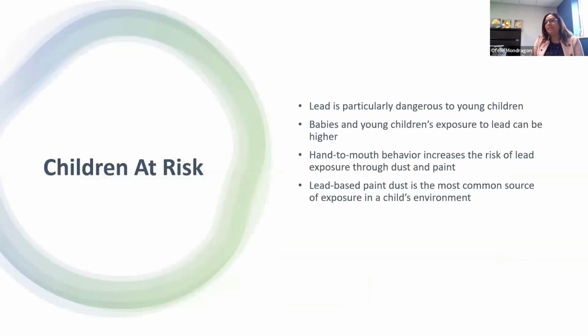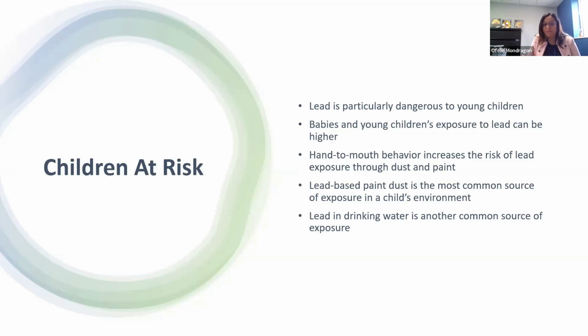Lead is particularly dangerous to young children under the age of 6 because their growing bodies absorb more lead than adults, and their developing brains and nervous systems are more sensitive to lead's damaging effects. The hand-to-mouth behavior in young children increases the risk of lead exposure through dust and paint, and this behavior is especially prevalent between ages 9 to 20 months old. Lead-based paint has been confirmed to be the most common source of exposure in a child's environment.